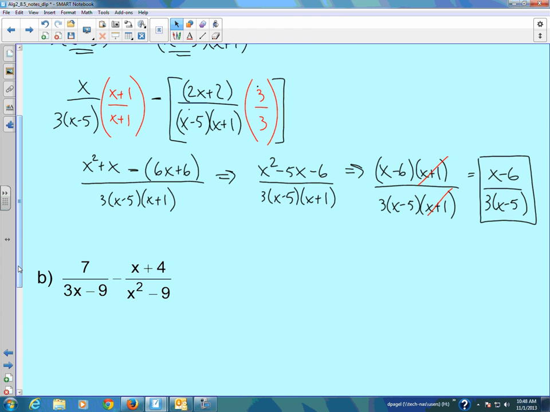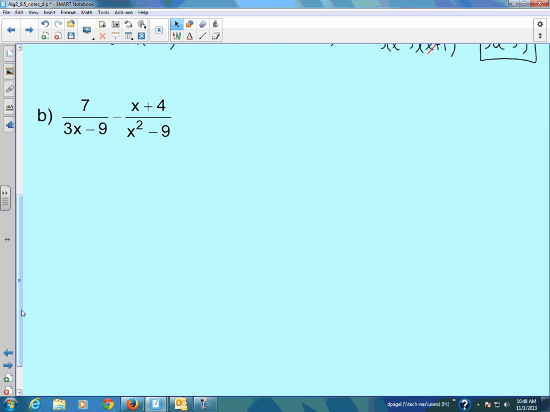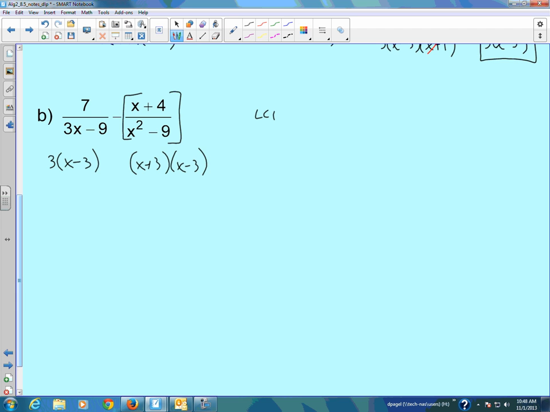All right, let's try this one. Again, I'm going to be careful and remind myself I'm going to distribute. So factoring the denominator here, 3x minus 3, an x plus 3, and an x minus 3. LCD, what do they have in common? x minus 3. What's different? There's a 3 and another x plus 3.